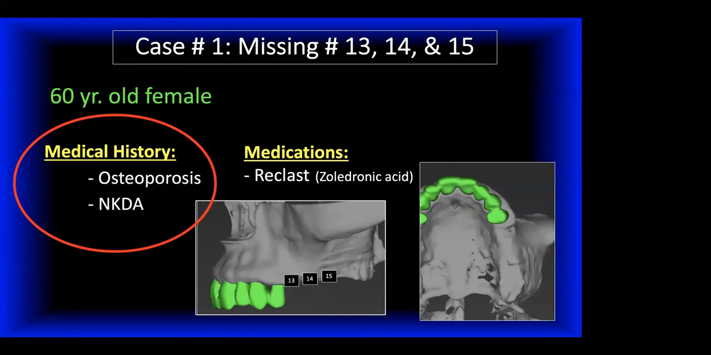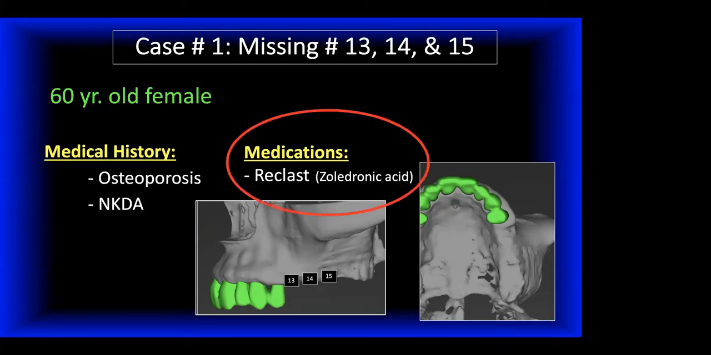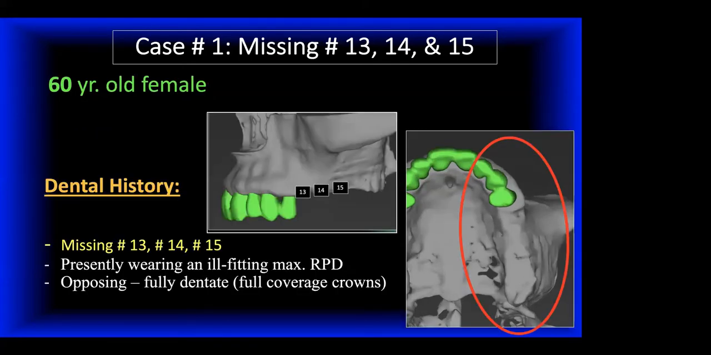So if we look at the first case that I've selected, this is a doctor who sent it to us, who is going through our course, and it's missing number 13, number 14, and number 15. The medical history includes a 60-year-old female. She has a history of osteoporosis, and there are no known drug allergies. She's only on one medication, and she's taking Reclast, which is a form of Zometa. So this patient's missing 13 through 15. The medical history is osteoporosis, and she's taking Reclast.